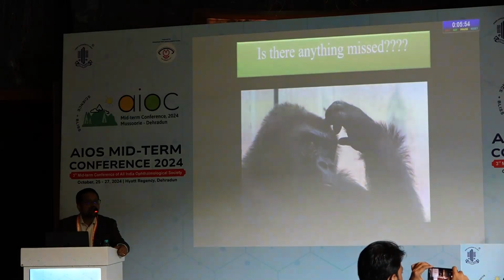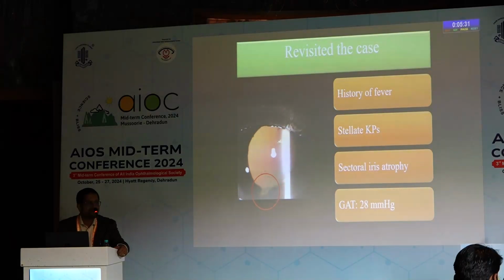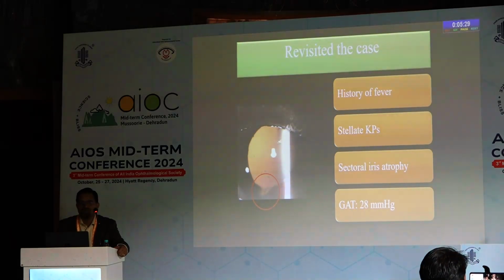When we evaluated, we found, is there anything missing? Yes. We revisited the case, and we found there was a history of fever 10 days before, and these KPs were not fine KPs, they were actually stellate KPs, and there was sectoral iris atrophy at the 6 o'clock position, and the IOP was again raised. So this was a telltale story of an infective etiology, that is viral. It was a case of herpetic uveitis which was actually misdiagnosed as an idiopathic one.